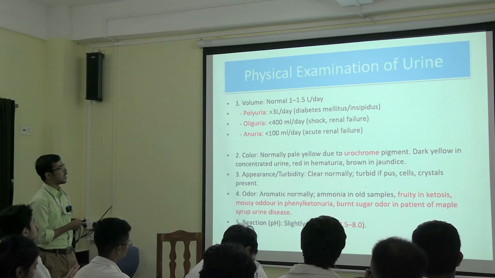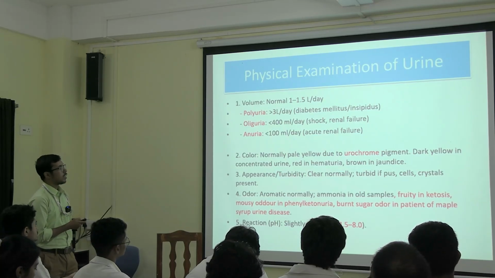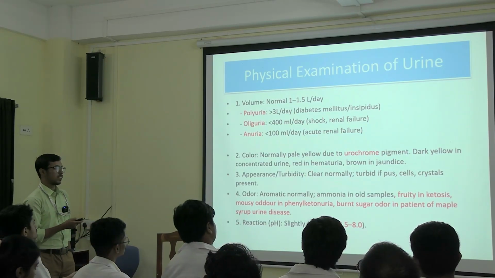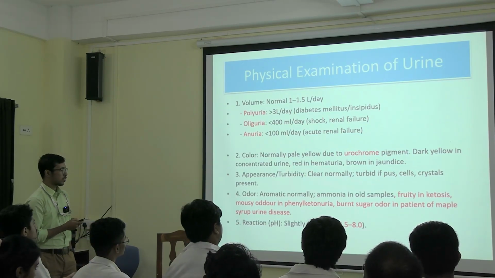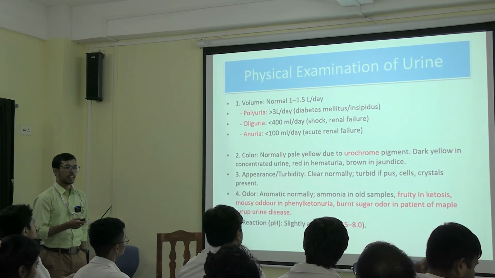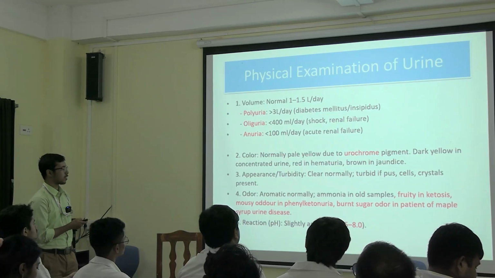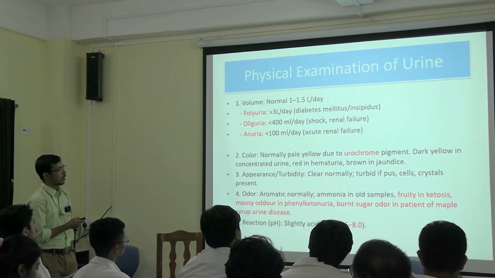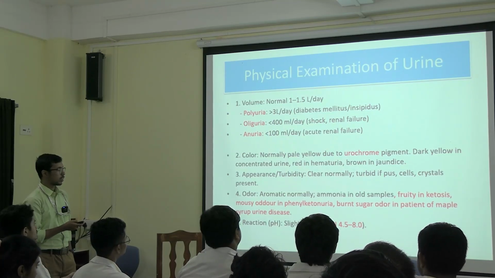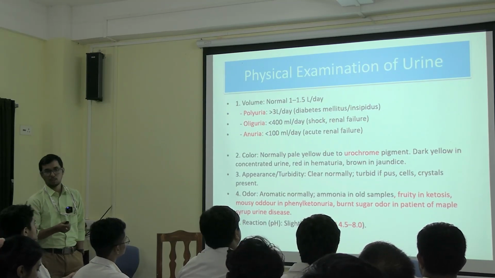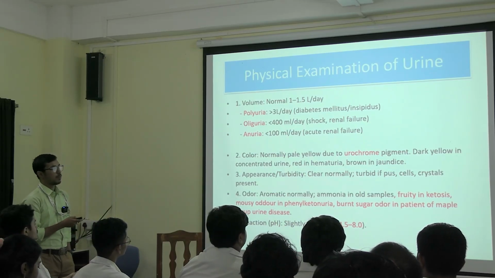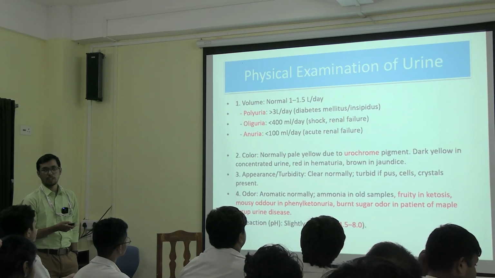Okay, now see appearance or turbidity. Normally urine is clear, but if pus is present, then it is turbid, and cells and crystals can be present. What sort of crystals, any idea? Uric acid. There are other sorts of crystals also which will come in the next slides. Then odor: aromatic normally, ammonia in old samples and fruity in ketosis. There are certain diseases in which urine gets a specific smell. Okay. So in diabetic ketoacidosis, do you know what is diabetic ketoacidosis?